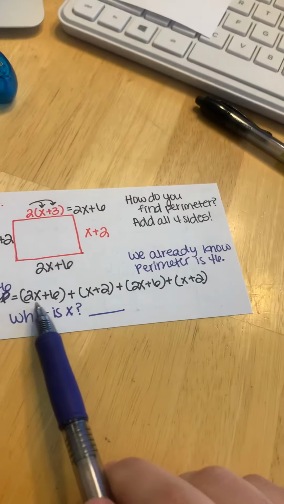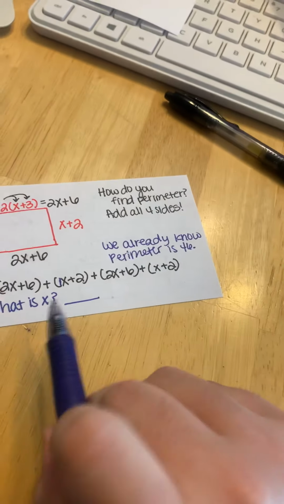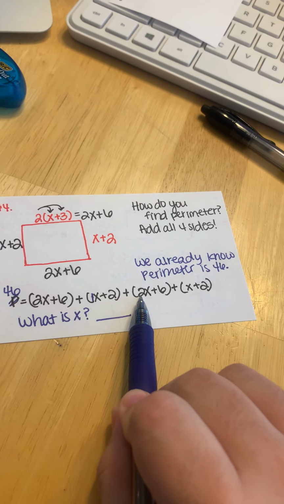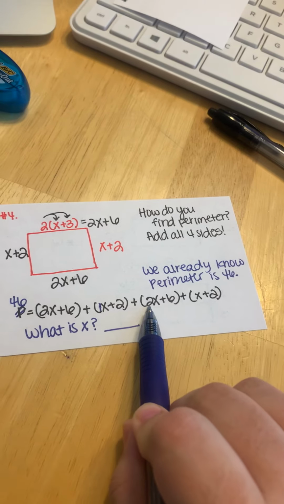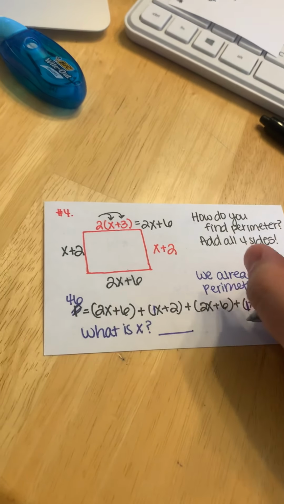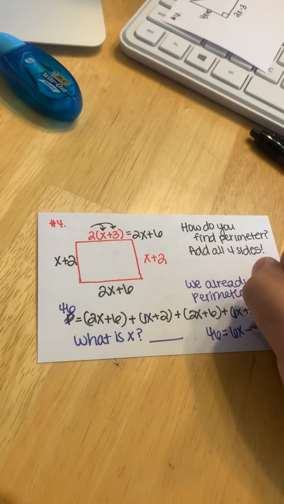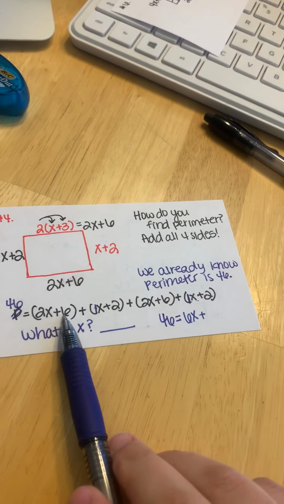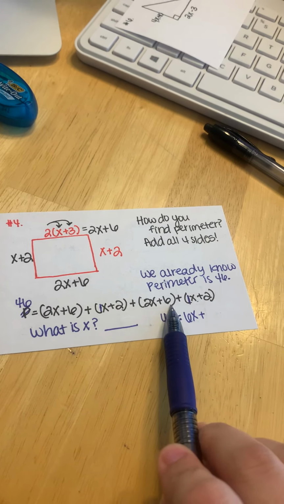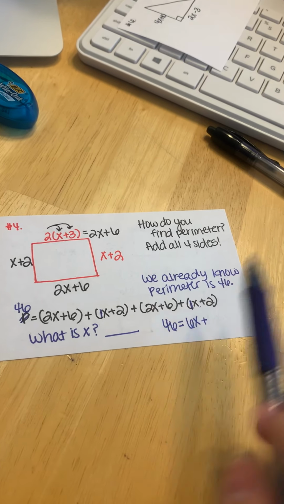So if I add up all your x's, what is 2x plus 1 more x? 3 x's. Plus 2 more x's is 5 x's. Plus 1 more x is 6 x's. So 46 is equal to 6x plus, what is 6 plus 2? 8. Plus another 6 is 14. Plus another 2 is 16.